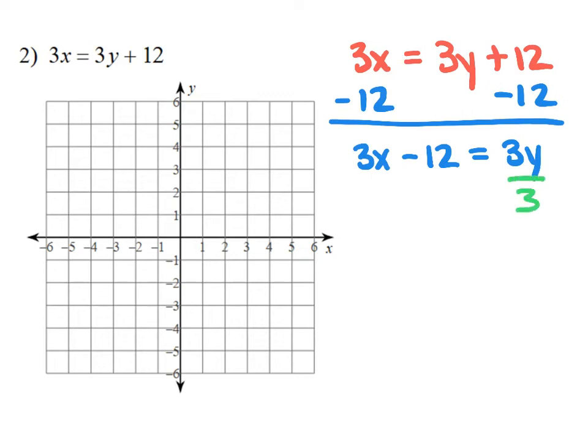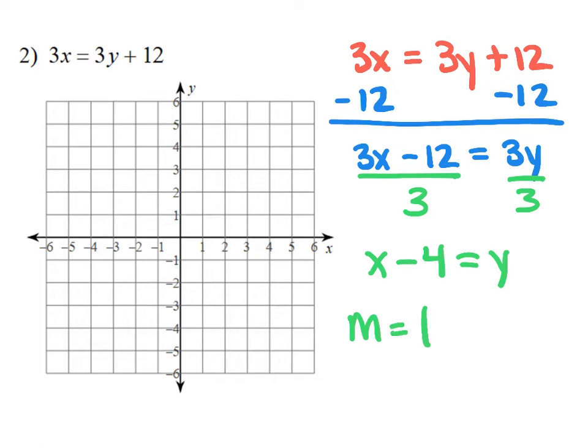So I divide everything on both sides by 3 to get 3x divided by 3 is just x. Negative 12 divided by 3 is negative 4 equals y. So this tells me that my slope is 1 over 1 and my y-intercept is negative 4. So I can plot my y-intercept on the graph, go up 1 and over 1, and then draw in the line.